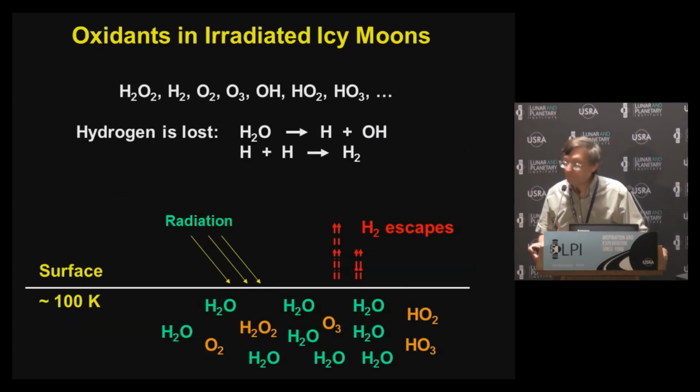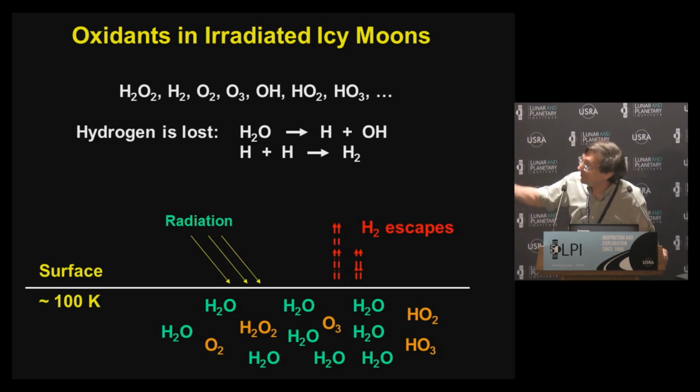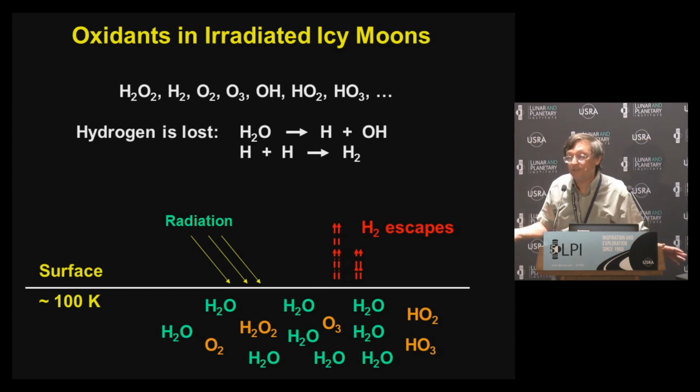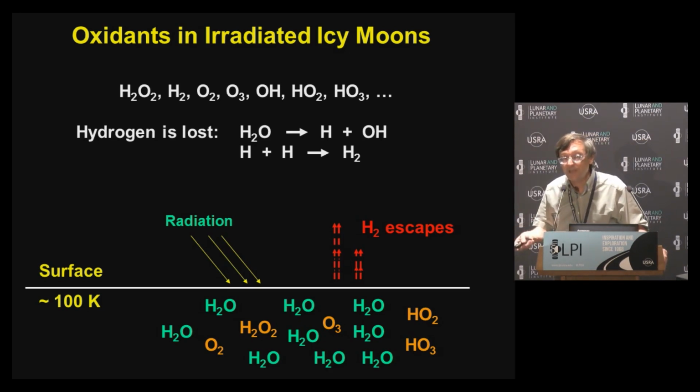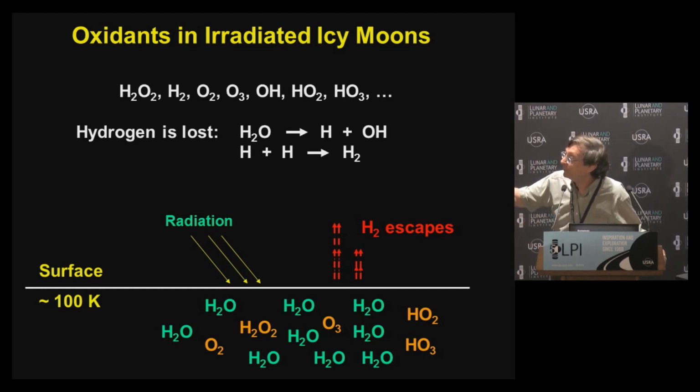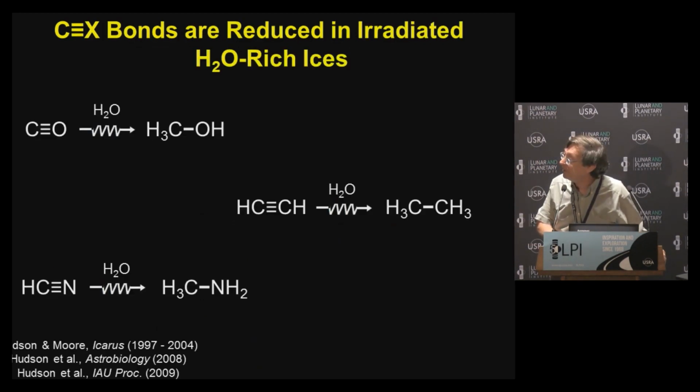And so I'm just going to give you a few examples. I don't know where I stole this. I stole it from somebody, maybe Bob Johnson or somebody. But the surface is 100K, plus or minus 20 or 30. The surface radiation comes down and hydrogen escapes. And so we think about there being oxidants, an oxygen-heavy surface. But those hydrogen atoms that go into forming H2 can also react with things that might be in the surface, like organic molecules. You can have radical reactions. These things are hot, super thermal. The hydrogen atoms that you form from the radiolysis aren't just sitting there at 100K.